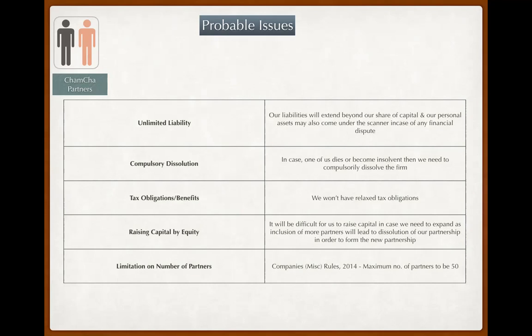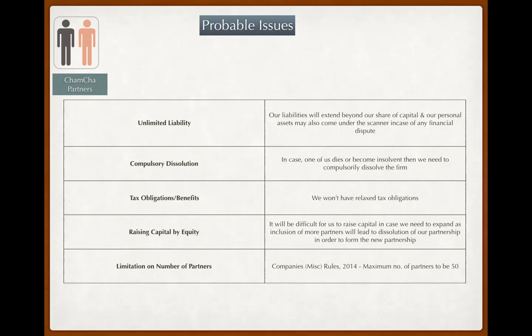then also the bank or the financial institution, the creditor, can actually reach out to their personal properties. So there is no bar to it. There is no limit to the capital that they have infused. So the liability still remains unlimited, which is a major drawback of the arrangement of partnership.